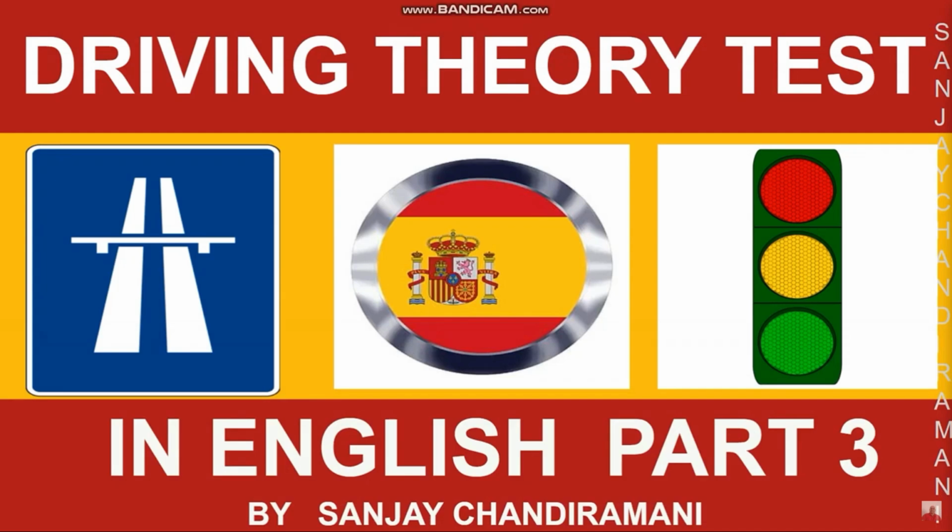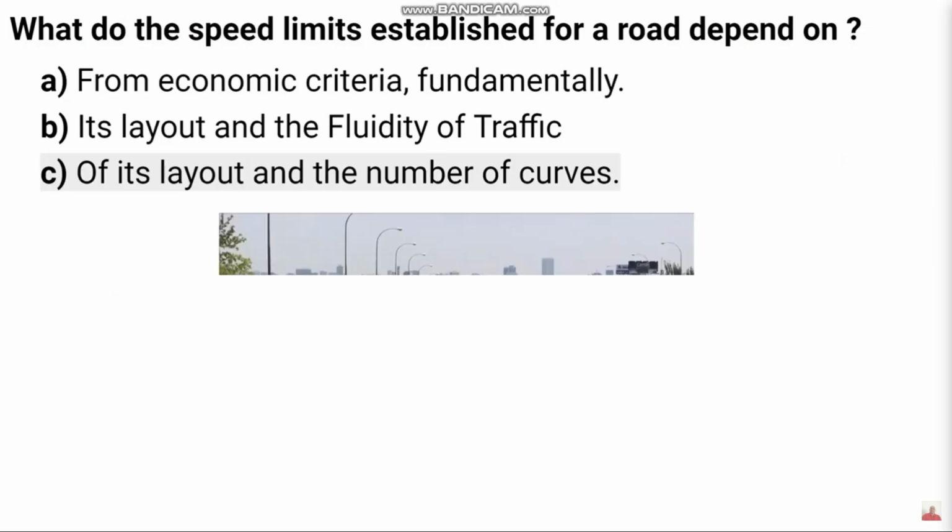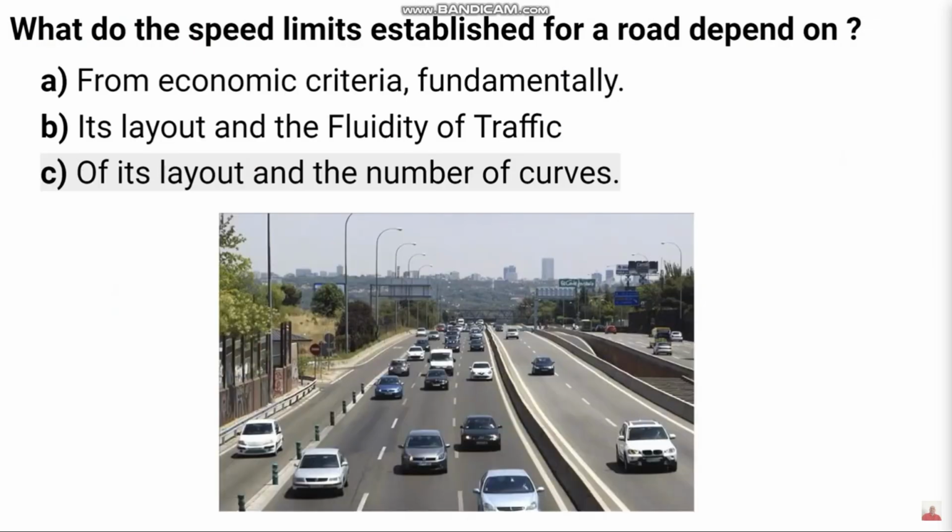This is question number 1. What do the speed limits established for a road depend on? A. From economic criteria, fundamentally. B. Its layout and the fluidity of traffic. C. Of its layout and the number of curves.